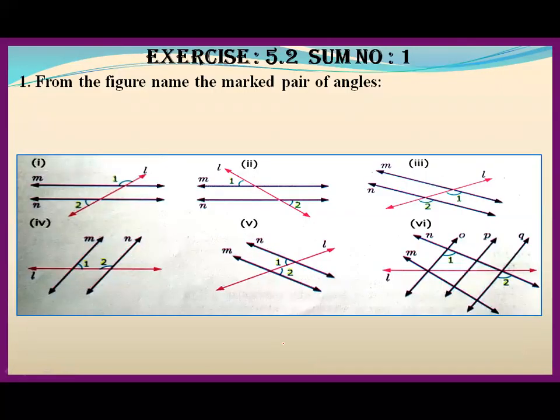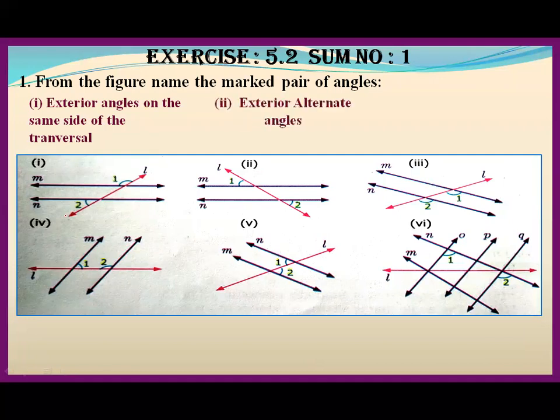So now let's move on to exercise 5.2. From the given figure, name the marked angles. So in the first figure, you can see 1 and 2. Both are exterior angles and they are outside. So they are exterior angles on the same side of the transversal, or they are exterior consecutive angles.